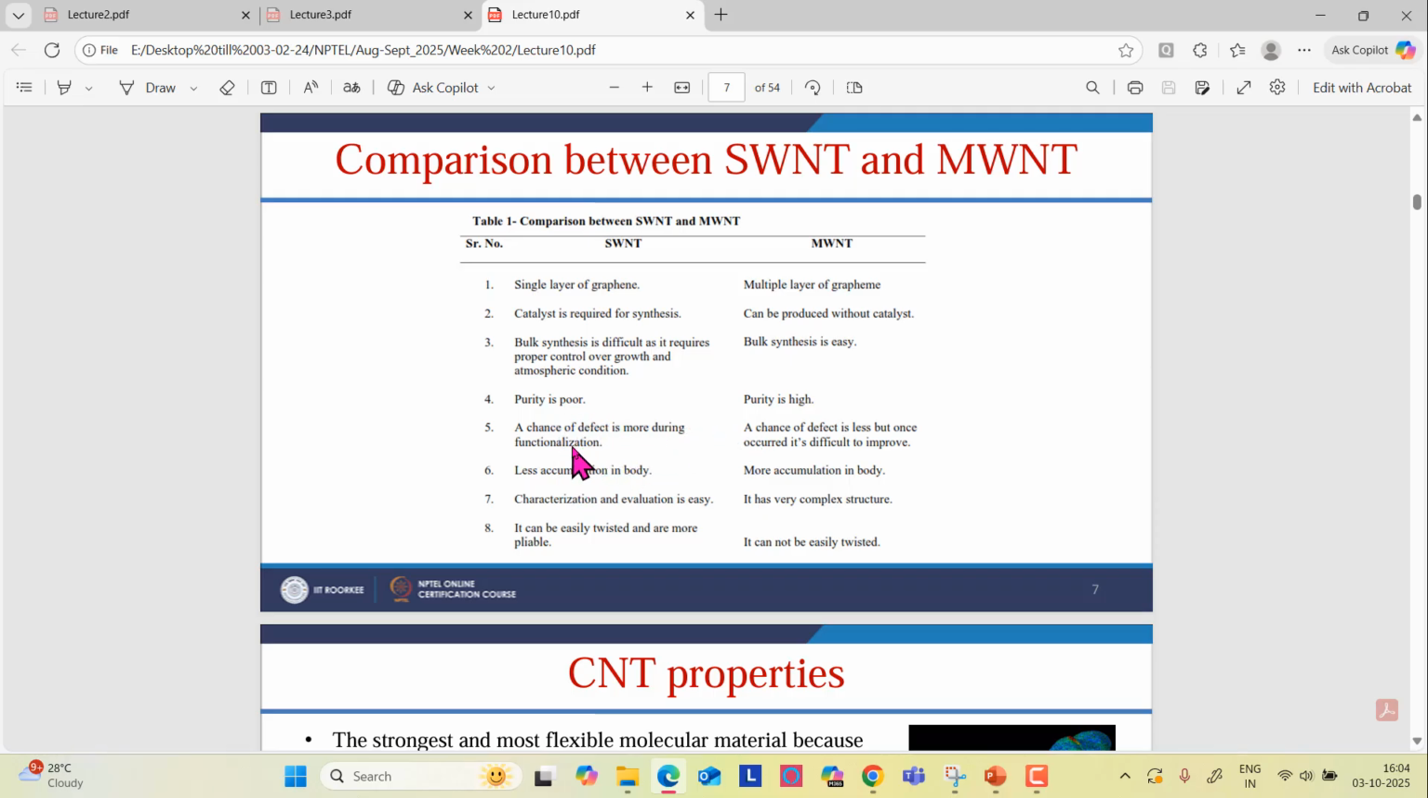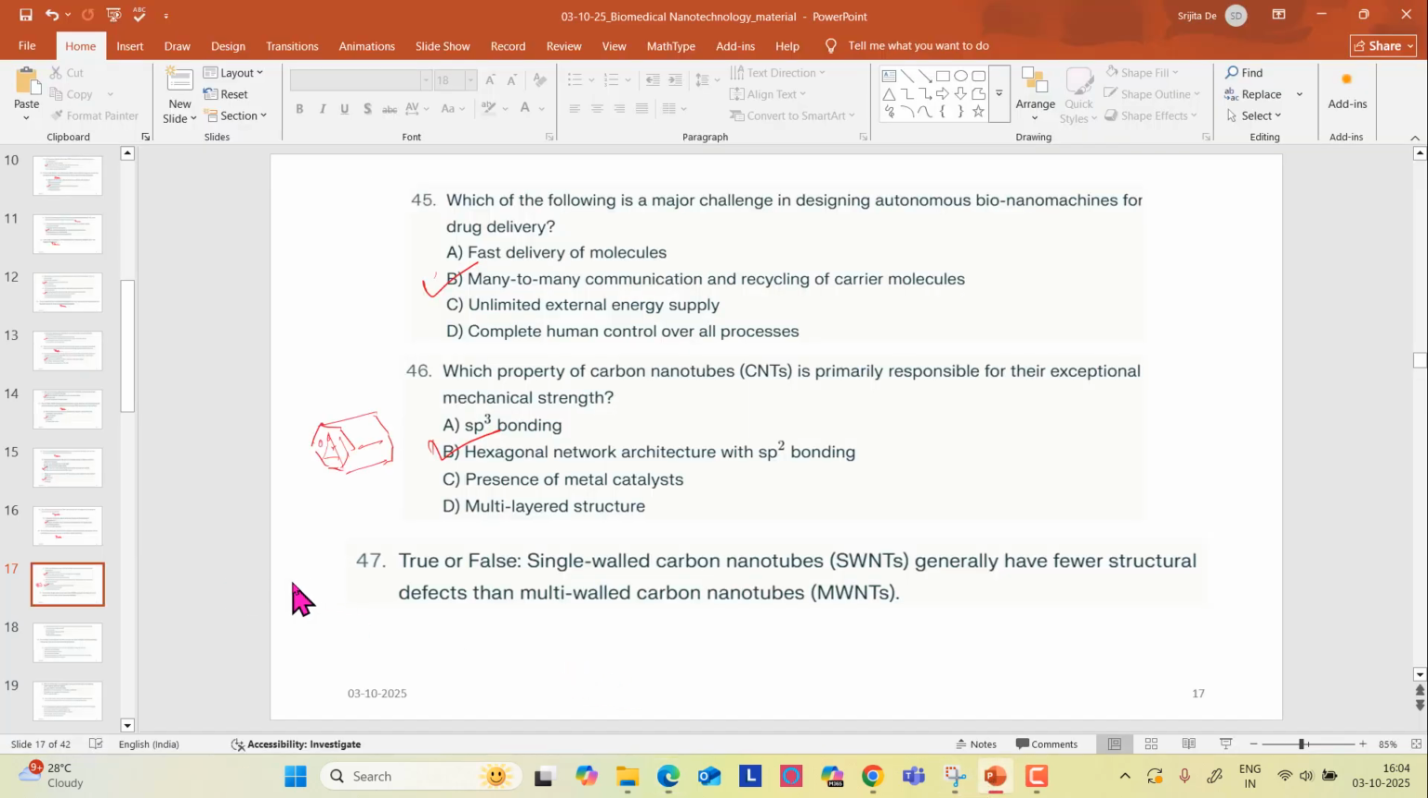Oh, it's false, ma'am. The fifth point. Yes, yes. Chance of defect is more. So this is true. A chance of defect is more during functionalization, and chance of defect is less, but once occurred is difficult to improve. Yes, it is false.